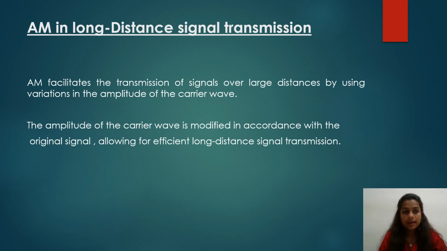Next topic is amplitude modulation in long distance signal transmission. Amplitude modulation facilitates the transmission of signals over large distances by using variations in the amplitude of the carrier wave. The amplitude of the carrier wave is modified in accordance with the original signal, allowing for efficient long distance signal transmission.